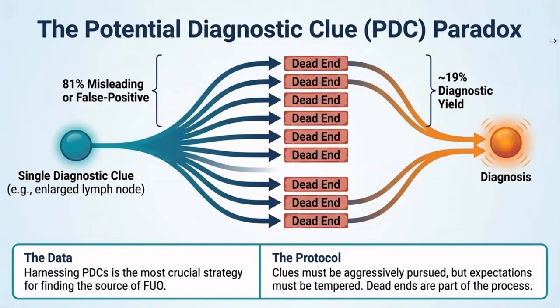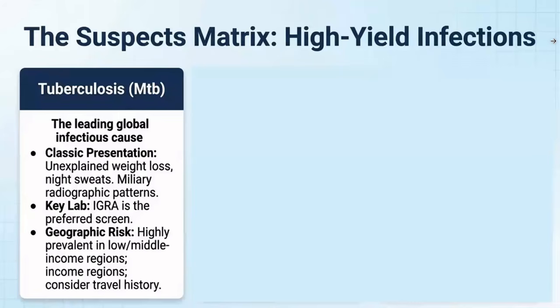Remember that potential diagnostic clues that you get in your history and examination may not always lead you to a diagnosis, but they are important. The diagnostic yield in the literature is around 20% if you have only one diagnostic clue, and the majority of them can be misleading or false positive. So the clues must be pursued, but the expectations should not be very high. If you see a single enlarged node, it may not be that significant, but it needs to be pursued, and you need to rule out that there is a node-related pathology in the patient.